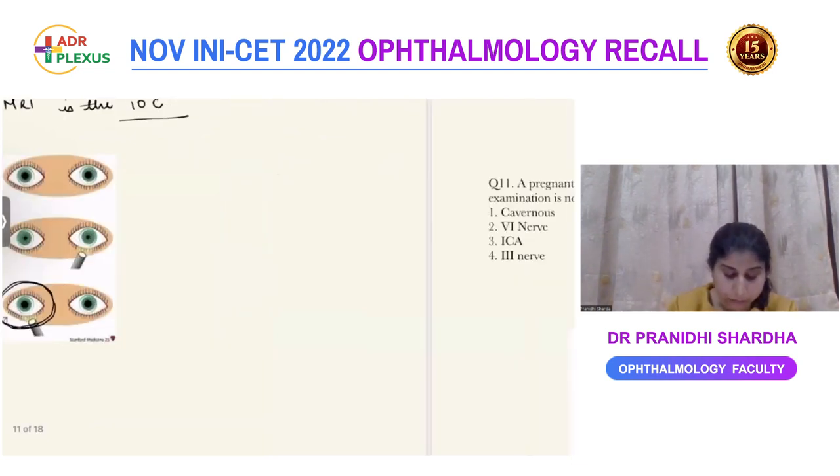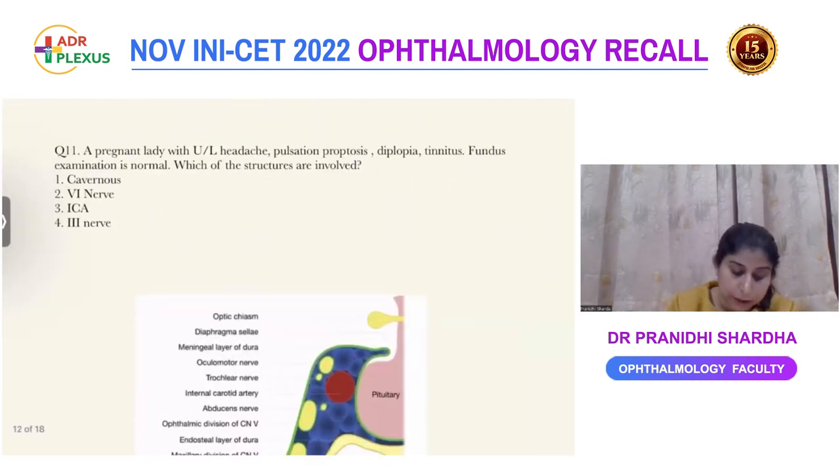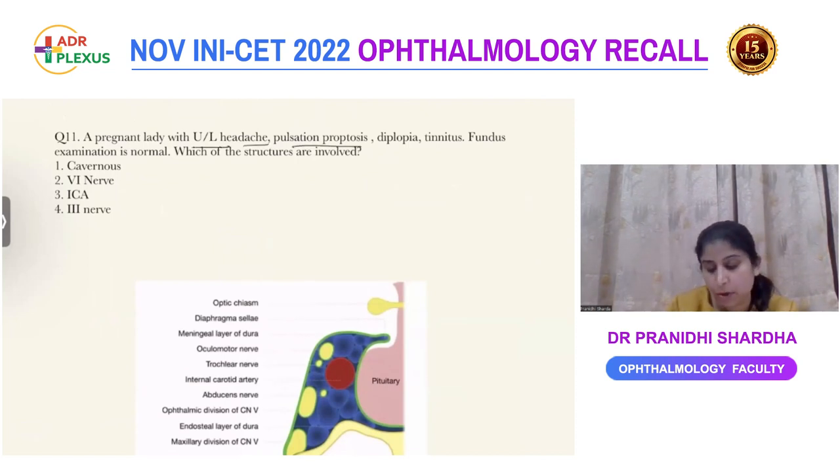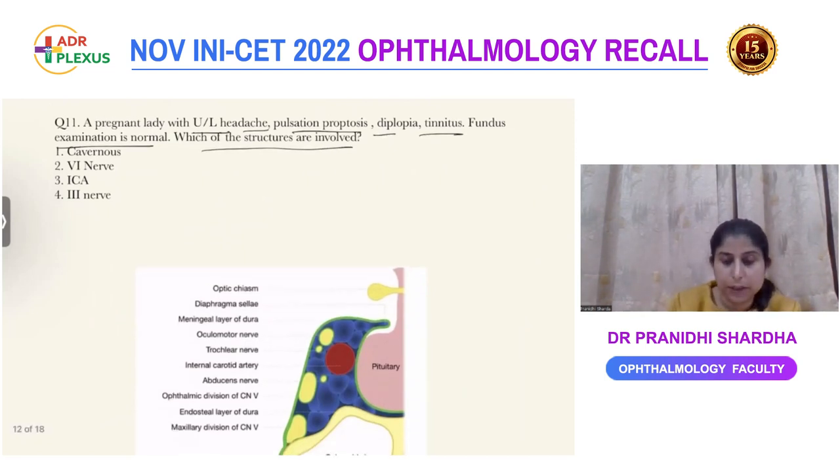The next question is, a pregnant lady with unilateral headache, pulsation, proptosis, diplopia, tinnitus. Fundus examination is normal. Which of the structures are involved? When we go through the question, the patient has headache and pulsation. If the word pulsation is used, then it means an artery or blood vessel is involved. So in pulsatile proptosis, we get the idea that a vessel or artery is involved. Diplopia means a cranial nerve is involved.